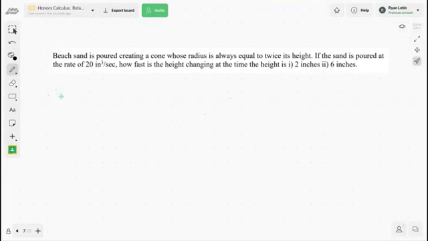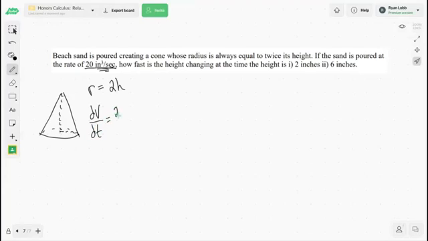So this is one where we could draw a diagram. Here's my cone, my conical pile. You've got a height and a radius. Radius is always equal to twice the height. If the sand is poured at a rate of 20 cubic inches per second, this is a rate. So let's label it. It's a rate of change of what? Volume. So I'm told that dV/dt is equal to 20 cubic inches per second. How fast is the height changing?